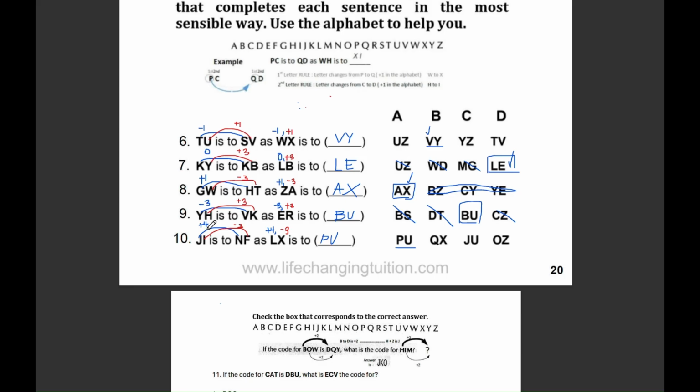Number 10. Letter connections. JI is to NF as LX is to blank. Your options are A, PU, B, QX, C, JU, D, OZ. All of the other options don't match the two shifts. The answer is A, PU. The formula is first plus 4, L to P, and second minus 3, X to U.